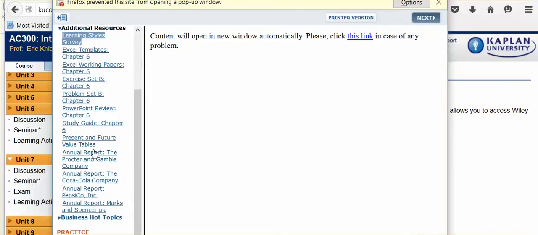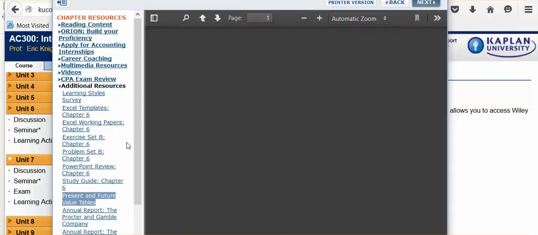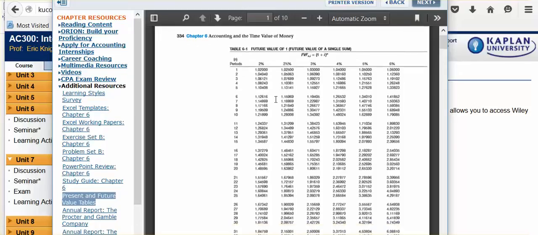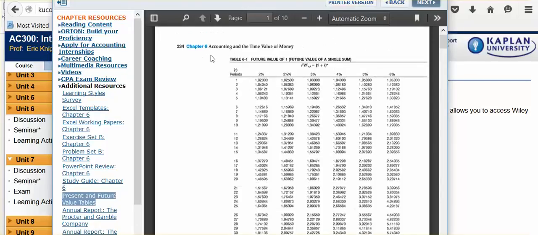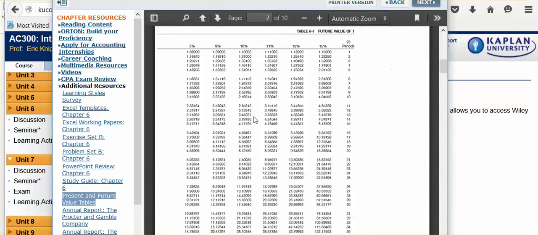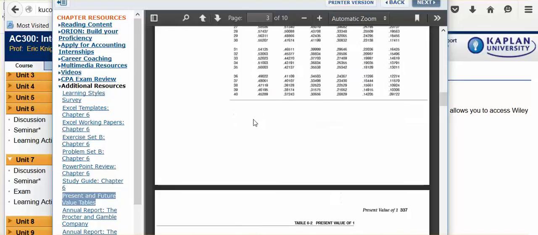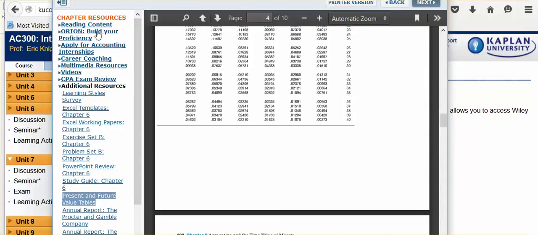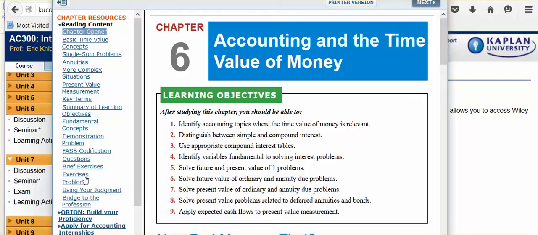I also wanted to show you that this is where you can find your present value and future value tables. These tables are universal. You can find them in a lot of places, but the reason I like these is because in Wiley, when you do the Wiley Plus homework, you need 5 decimal places, and these already provide you with those. Also, when I tell you table 6-1, it's easier for you to find it, 6-2, 6-3, and so on. Anyhow, I'm going to go to reading content, and I'm going to get the exercises.